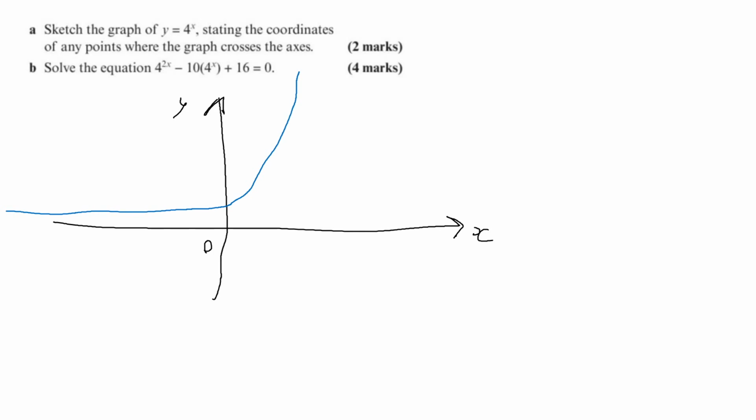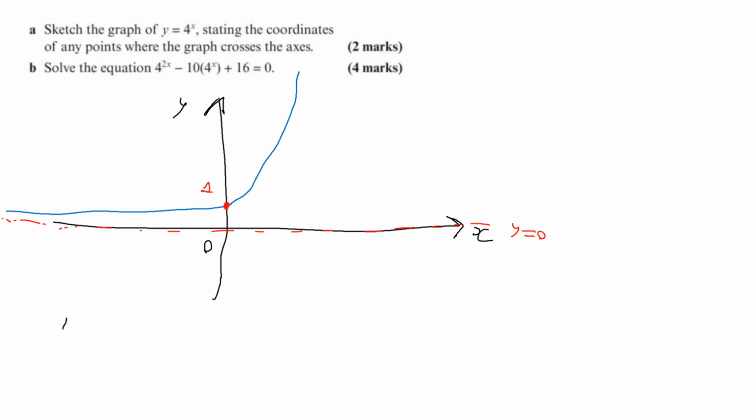Where will it touch the axis? Well, x is 0 here, and 4 to the power of 0 is just 1. Furthermore, where is it never going to touch? It's never going to touch where y is equal to 0. Okay? Now, how would we solve the equation 4 to the power of 2x minus 10 times 4 to the power of x plus 16 is equal to 0?